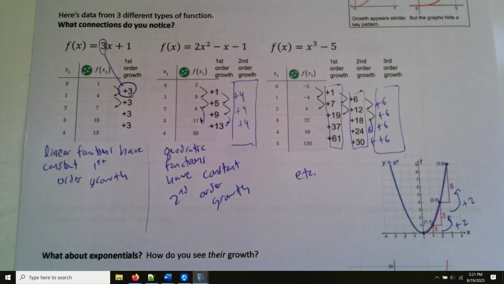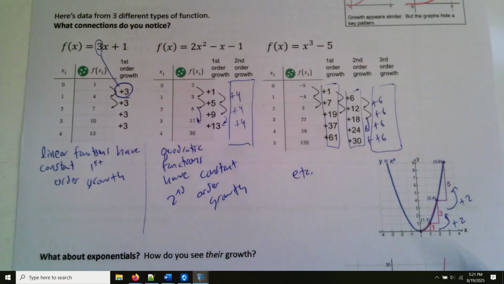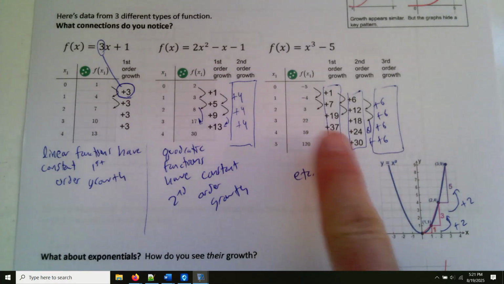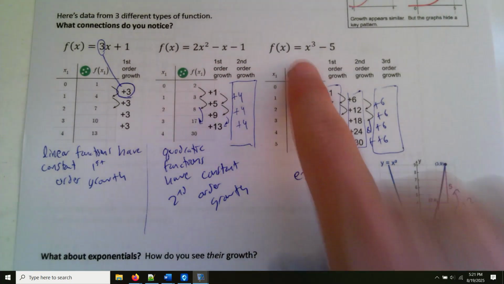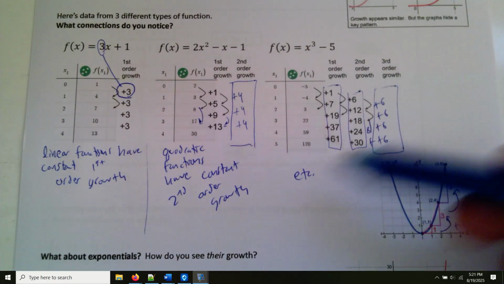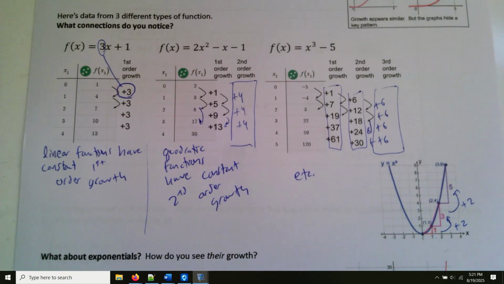Sorry, I should say one more thing before we do the bottom. Why am I telling you all of this? The practical upshot is that if you have some data and you want to know what's the equation, if you can look at the growth and you can say, oh, I see that the third order growth is constant, now you know that it's going to be a cubic equation. You probably won't know what specific cubic equation it is. You'll have to write a general cubic equation, but at least you know what kind of equation you're dealing with. And then as a next step, you could start to figure out what specific equation it is.